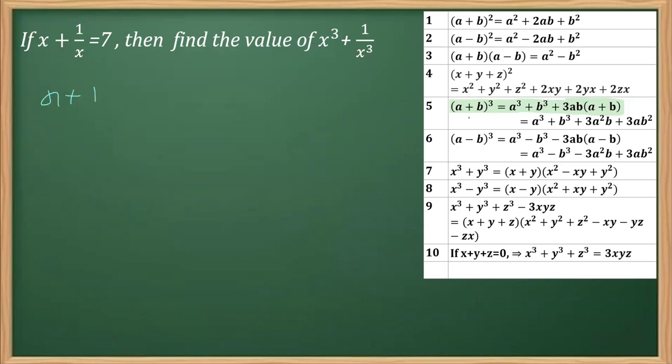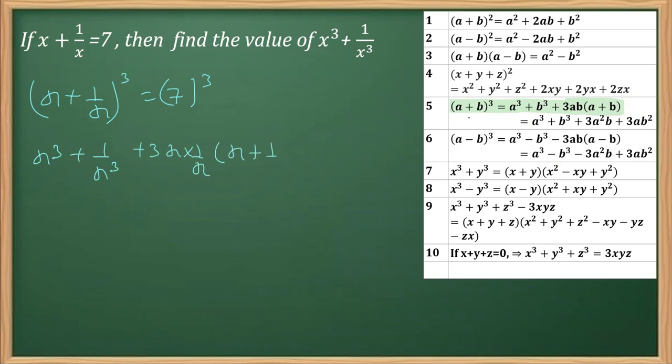Like we have x plus 1 over x is equal to 7. And then we will first cube both sides. You may simply do quick cubing of both sides, or you can even expand using the identity. So if you do cubing both sides, what do we get here? This is x cube plus cube of the second term, that is x cube plus 1 over x cube, plus 3 times x into 1 over x, that multiplied by x plus 1 over x.